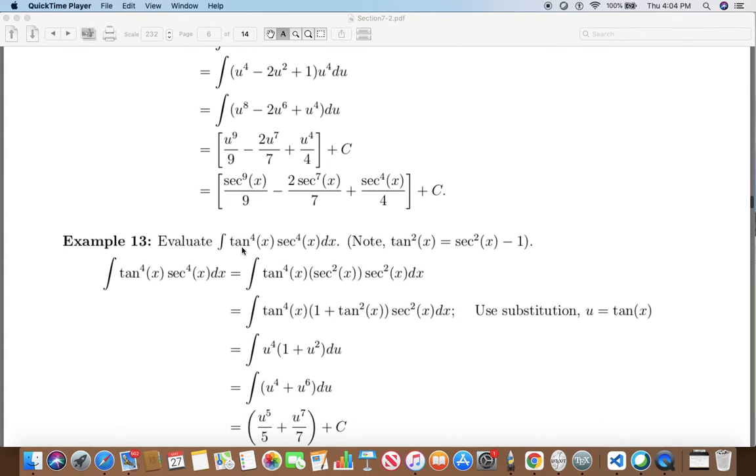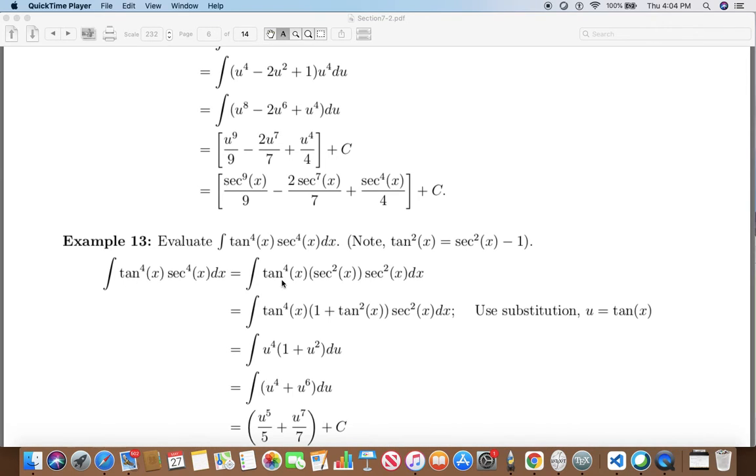Now what happens if one is even and one is odd? Here tan squared is secant squared minus 1. So we are going to do the same thing, but instead of taking away one tan and one secant each, we'll take away secant squared. Why did we do that? In a minute you will see.